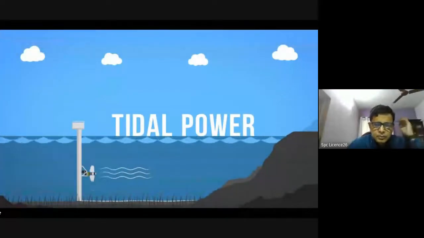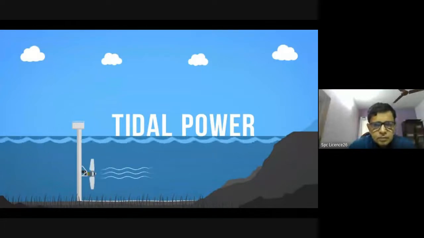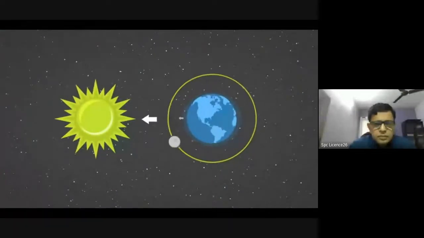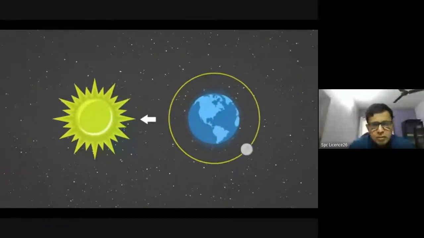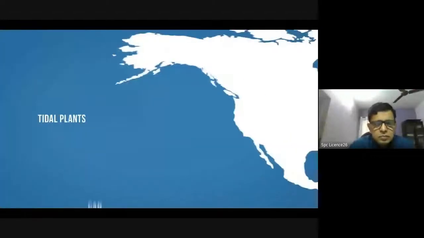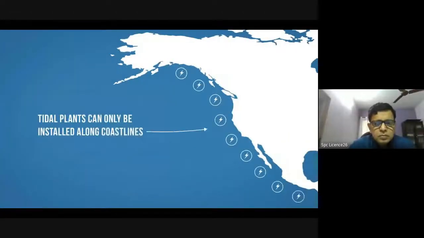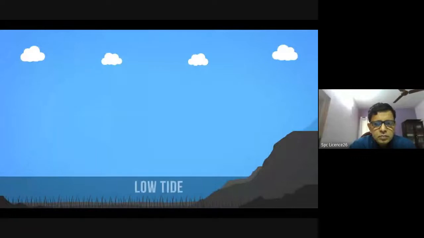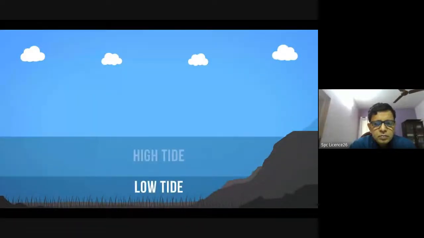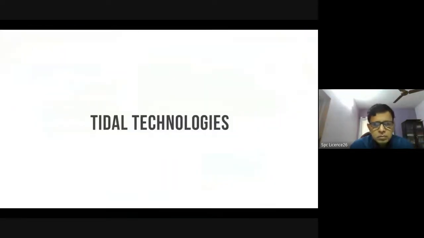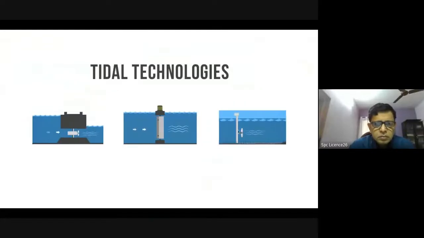Tidal power is a form of hydropower that converts the energy from the natural rise and fall of the tides into electricity. Tides are caused by the combined effects of gravitational forces exerted by the moon, the sun, and the rotation of the earth. Tidal plants can only be installed along coastlines. Coastlines often experience 2 high tides and 2 low tides on a daily basis. The difference in water levels must be at least 5 meters high to produce electricity. Tidal electricity can be created from several technologies, the main ones being tidal barrages, tidal fences, and tidal turbines.